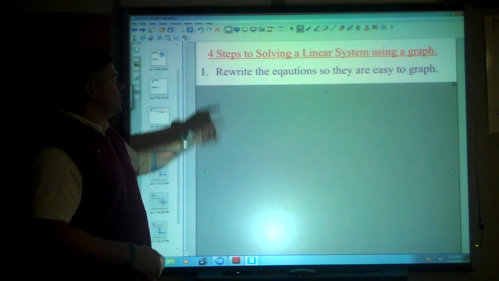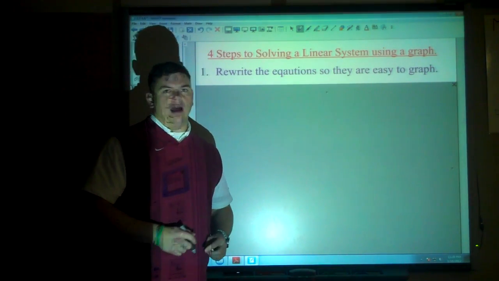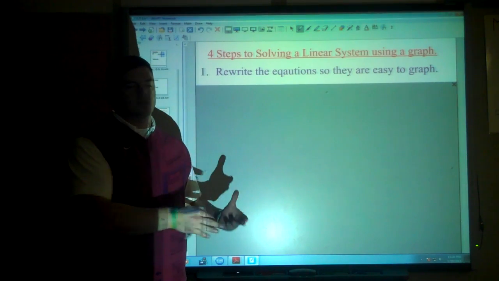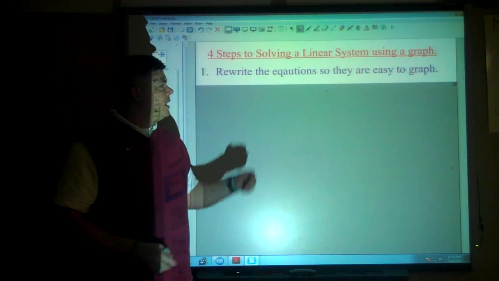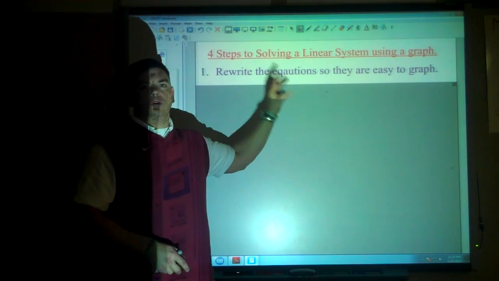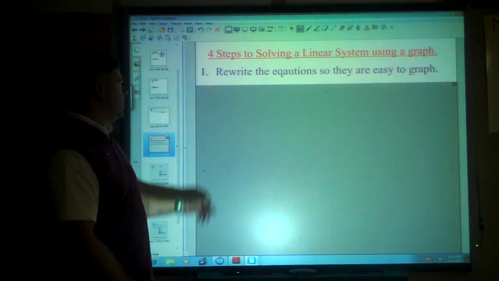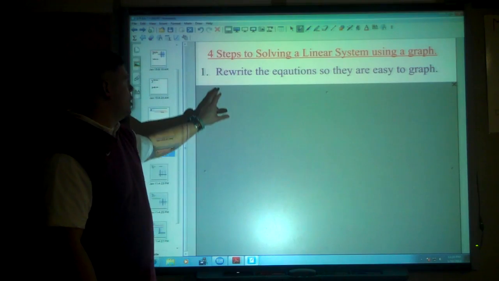Number 1, you want to rewrite the equations so they are easy for you to graph. Whatever is easiest for you. If you're easiest with an input-output table, then use that. If it's easiest for you to use slope-intercept form, then use that. Your job is to do whatever you have to do to make it as easy as possible for you to make the graphs for those equations. That's number 1. Sometimes you won't even have to do much. It might already be in your favorite form, and then you're good to go.